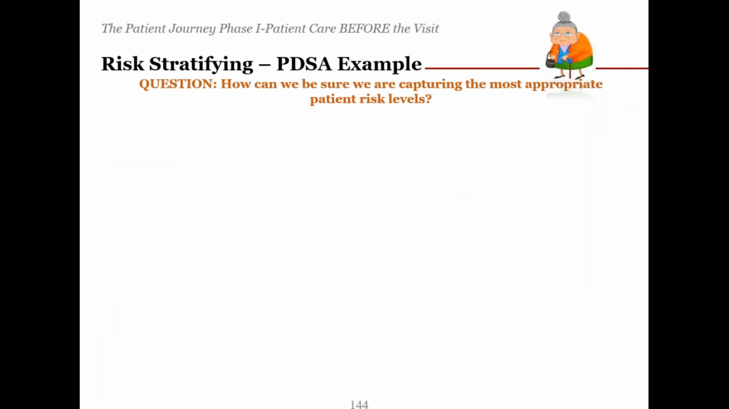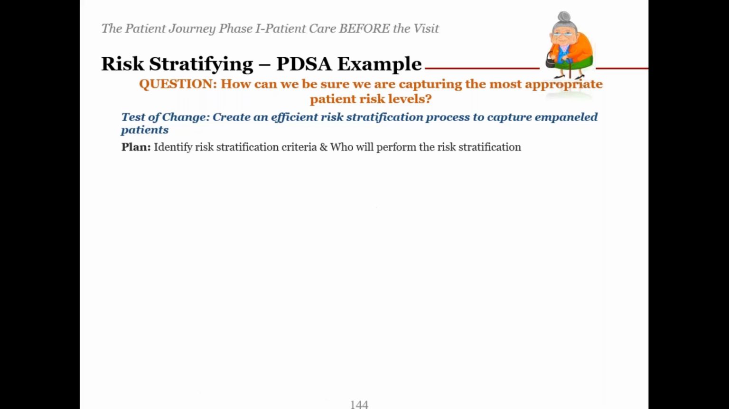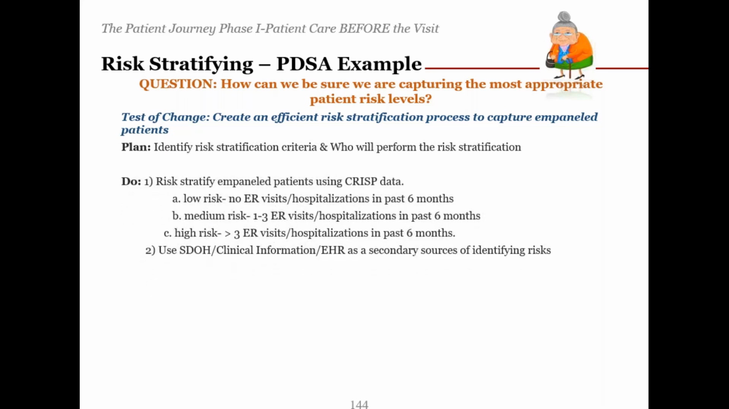So I would say also for risk stratification, let's do a PDSA example. Again, I'm trying to throw in PDSA here and there so that it becomes more real for you, how this can be done. So the question here would be, how can we be sure that we're capturing the most appropriate patient risk levels? The test of change here is to create an efficient risk stratification process to capture our panel patients. So what's the plan? We will identify the risk stratification criteria and who is going to perform risk stratification. So we will risk stratify the panel patients using the CRIFS data first.